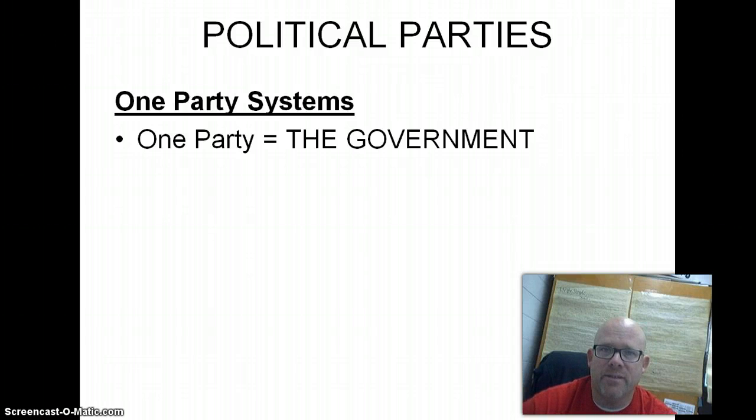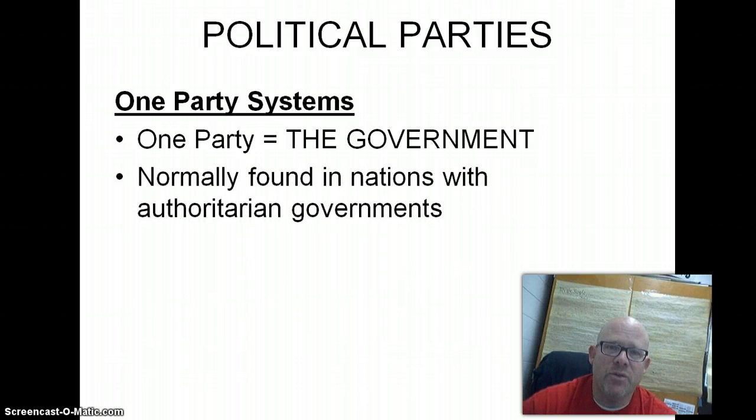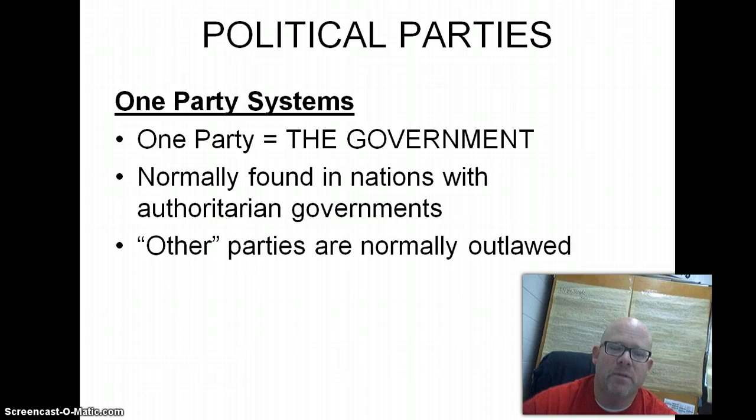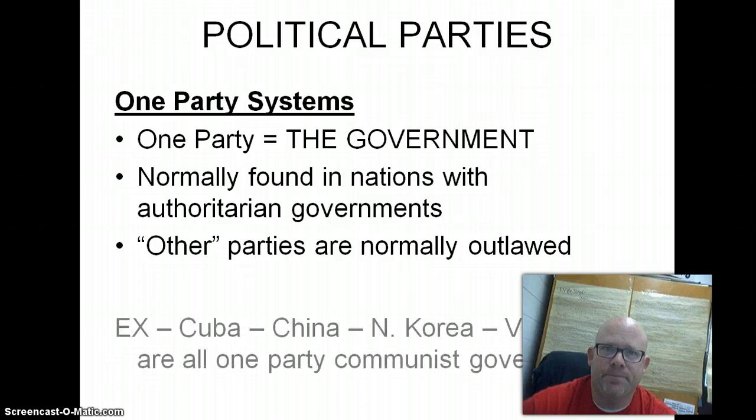And in most cases, the party is going to be the government, or at least a huge component of that government structure. These are generally going to be found in nations that have authoritarian governments. And in these one-party systems, other parties are going to be outlawed, or they're going to be so regulated by that dominant party that they really aren't going to be able to serve as a true political party.